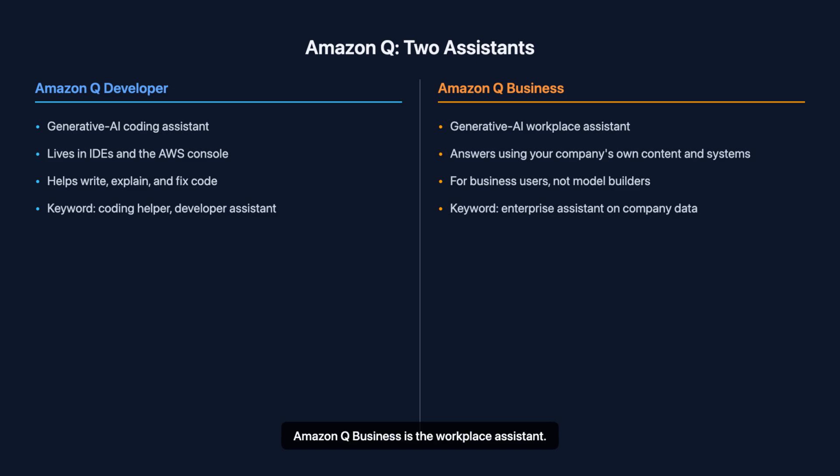Amazon Q Business is the workplace assistant. It makes generative AI securely accessible to everyone in your organization, drawing on your company's own content, data, and systems to give fast, relevant answers. Its Q is enterprise assistant on company data. The key distinction to remember: Amazon Q is a generative AI assistant. It is not a model training platform like SageMaker.